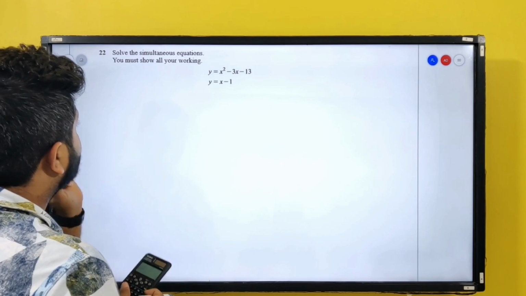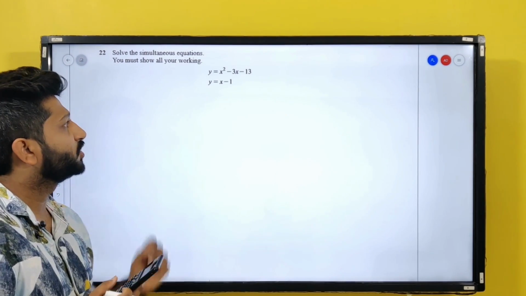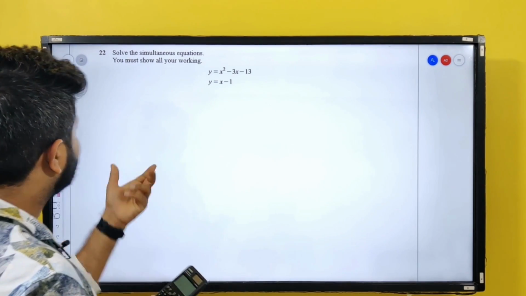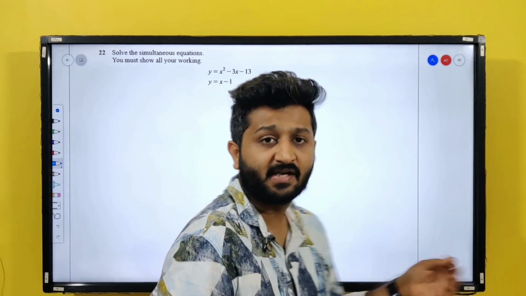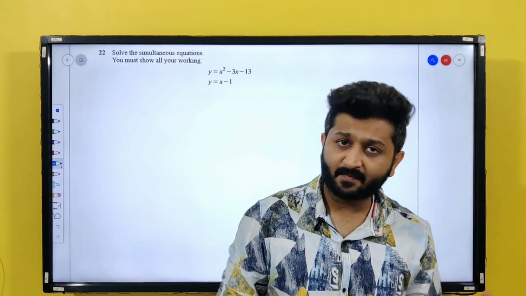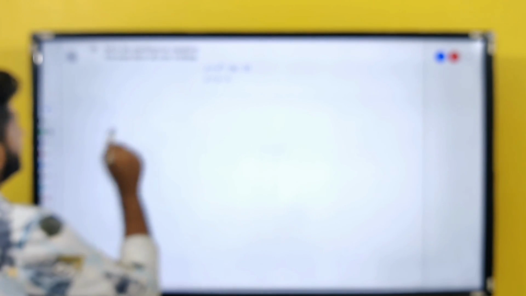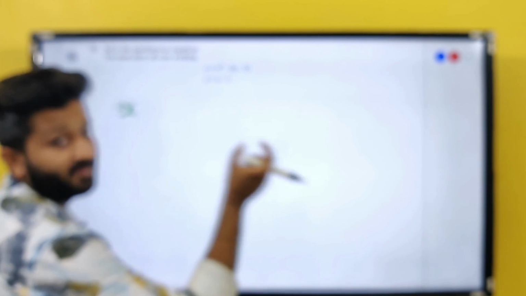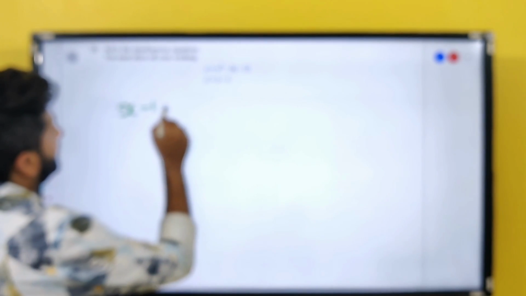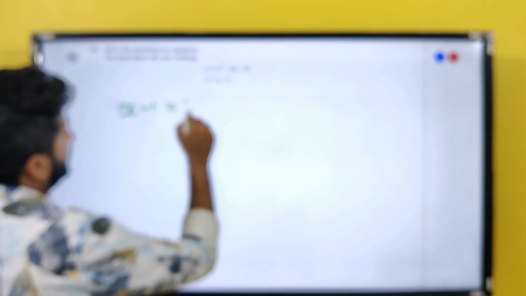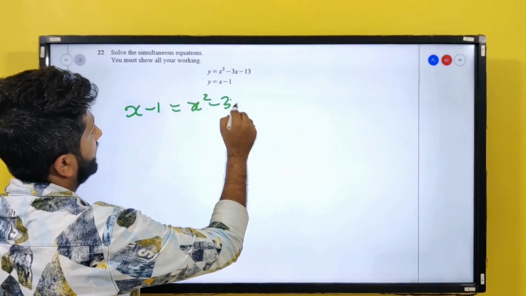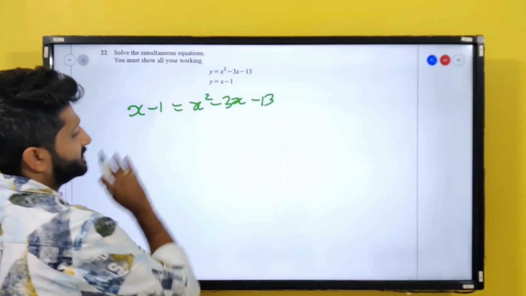Question 22. Solve the simultaneous equations. You must show all your working. Okay, as they are simultaneous equations, it means the values of x and y are going to be the same. So I'll substitute the value of y in this equation. So you have x minus 1 equals x square minus 3x minus 30.